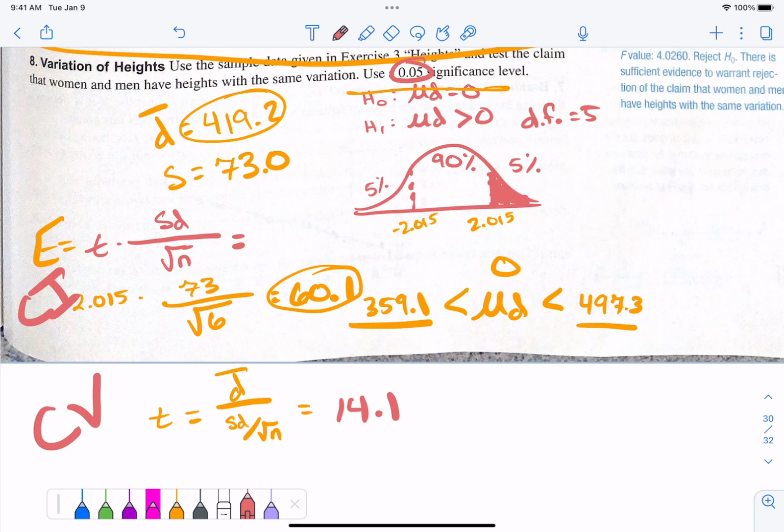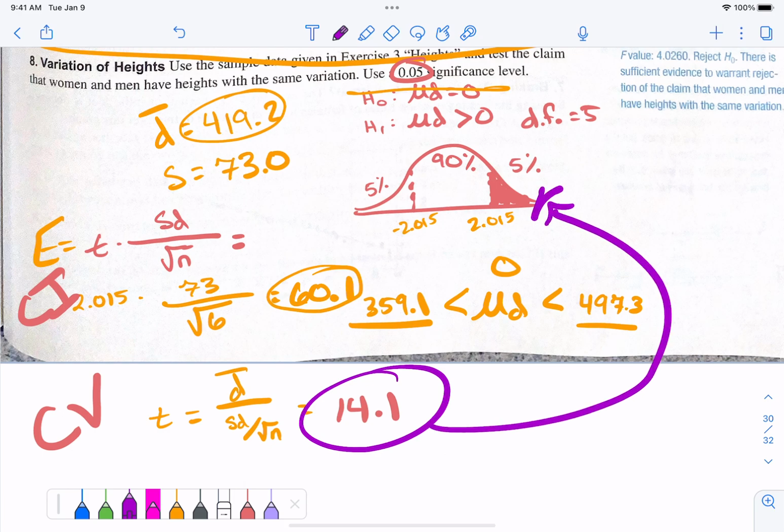So SD and S are the same thing. Yes. I got 14.1. And N is 6. Okay, now what do we do with the 14.1? Compare it on the chart. Where does 14.1 live? There, which means we reject. Circle the bottom, claim is true.